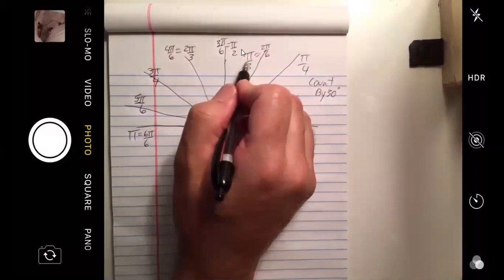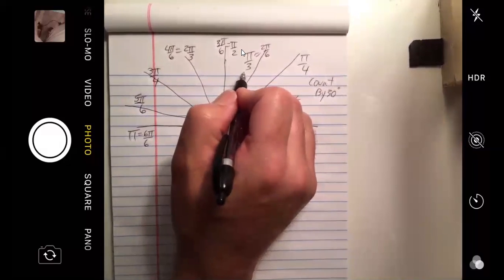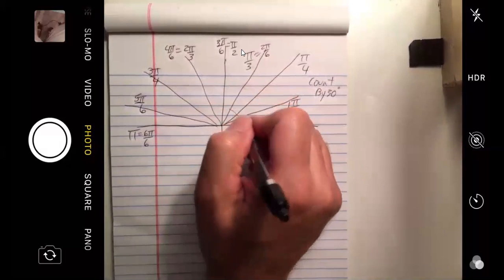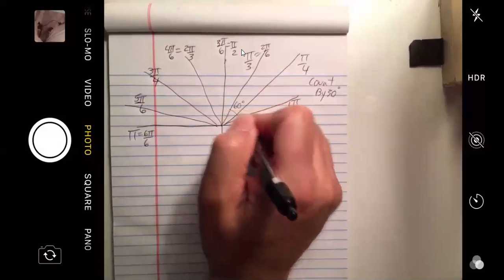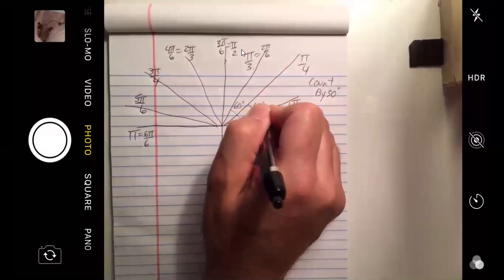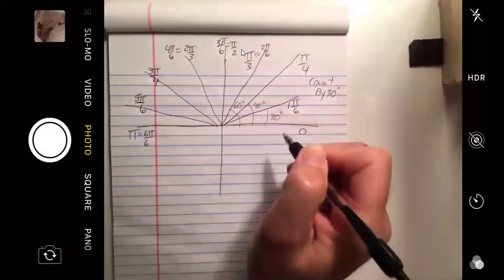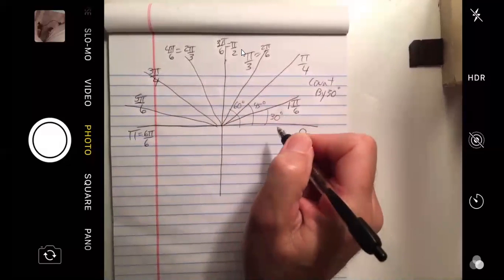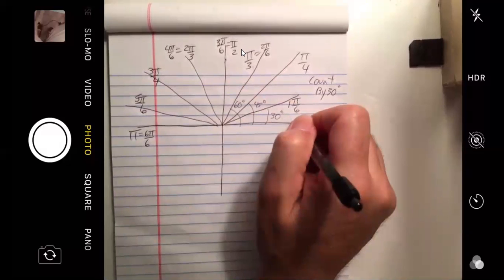2 pi over 6 is pi over 3. Anything that can reduce gives you the 60-degree equivalent. So in other words, there is 60 degrees from here to here, 45 degrees to the pi over 4, and 30 degrees up to the pi over 6. Same thing here. These, by the way, in the first quadrant, are called reference angles.